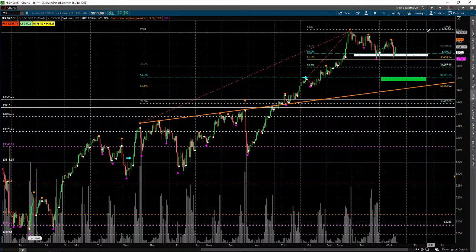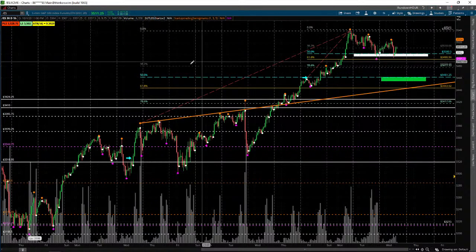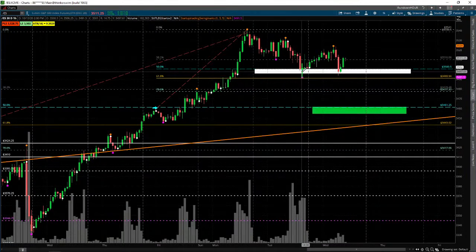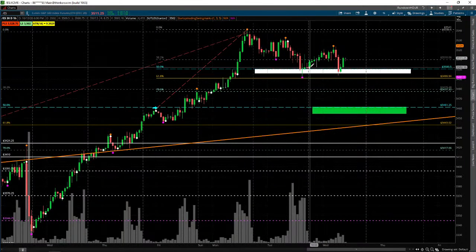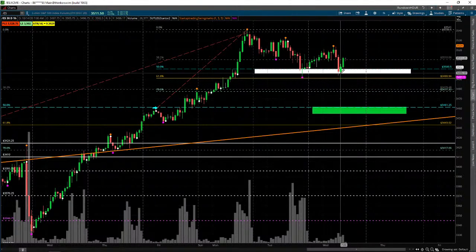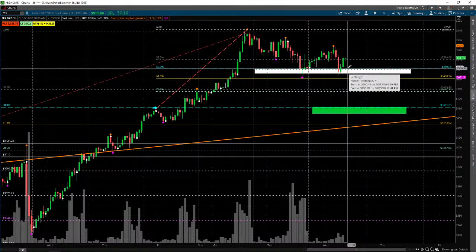Yesterday we waited all day long for one level, 3,500 half. We held it, stayed above the 61. We did dip into that level. We held it here again. Just continue to watch 3,500 half.